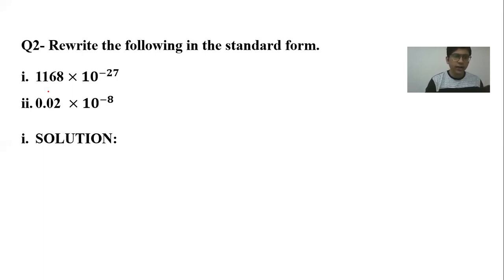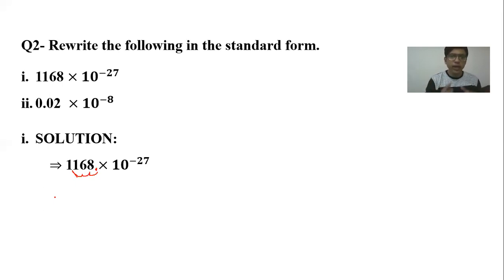So first I will write the question, which is 1168 exponent minus 27, and you have to keep in mind the standard form. For the standard form, we just need one digit before the decimal. Okay, so here you can again see that the decimal point is here. So what I have to do, I have to shift the decimal 1, 2, 3 times towards the left. Okay, and you know that whenever we shift the decimal towards the left, the power will be positive.